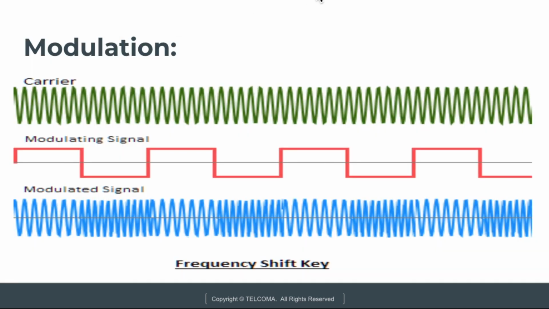This is a carrier signal and this one is a message signal with high and low input. So when there is a high input, there is a low frequency signal, and when there is a low input, then there is a high frequency modulated signal. So this is the process of FSK.